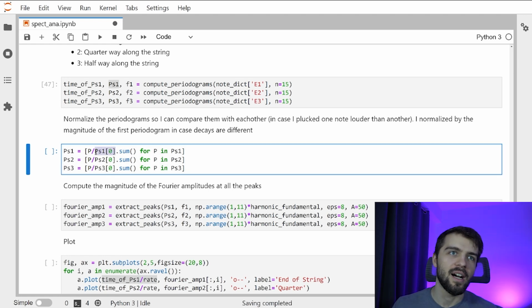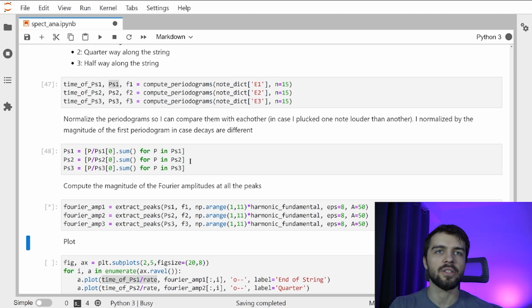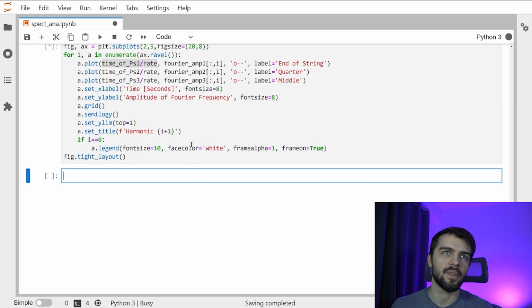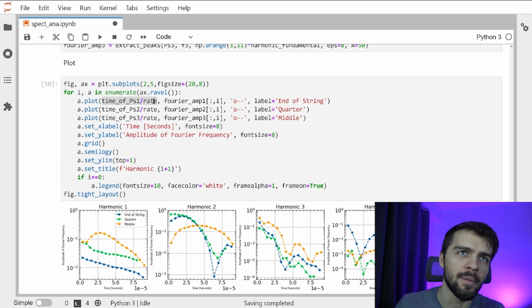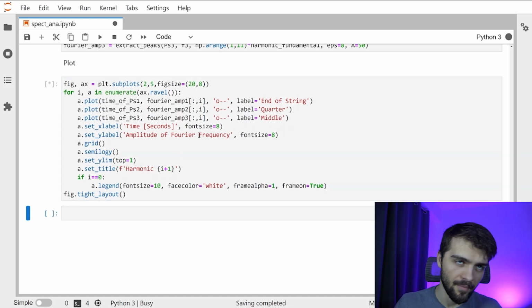So I take this, which is the periodogram corresponding to the very beginning of the waveform, and I normalize the periodograms like that. And I do it for all 3 of them. Then I can compute the magnitude of the Fourier amplitudes and plot them. And here I plot it. I need to make sure I don't divide by rate here. This is an old bug. I can plot them.